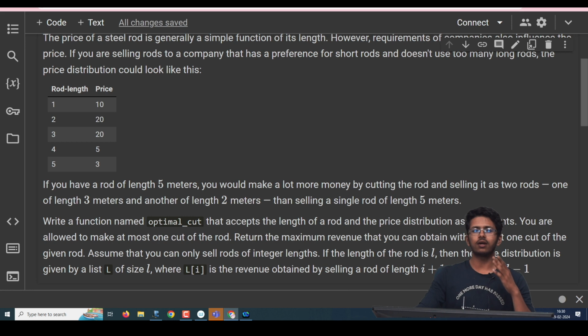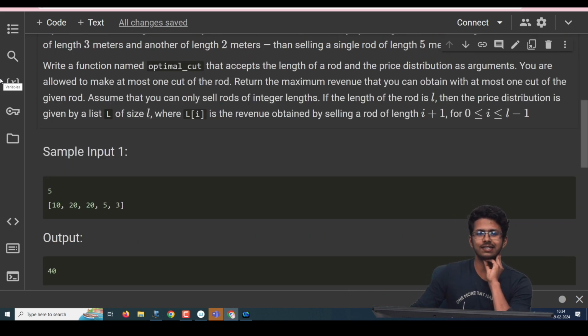So we'll look into it in a deeper manner. Just understand that you are given a rod of length L and the price distribution corresponding to it, and you are allowed to make only one cut, and this cut should give you the maximum profit. So now we look into the given test case in a deeper manner.